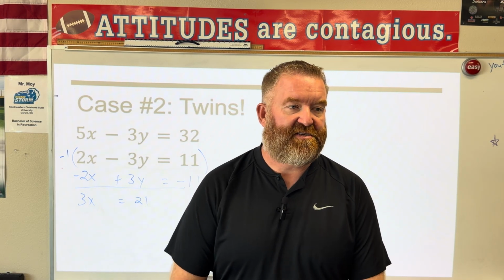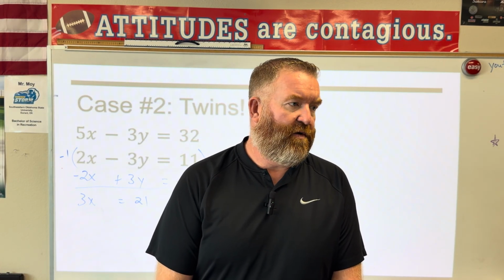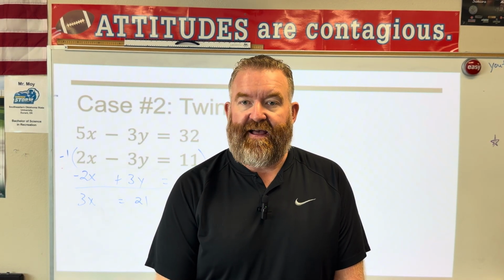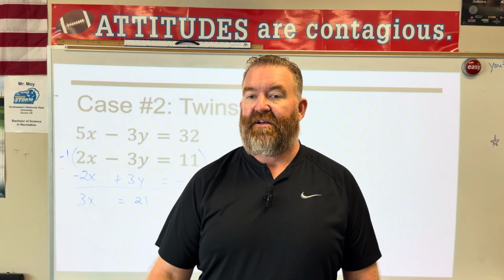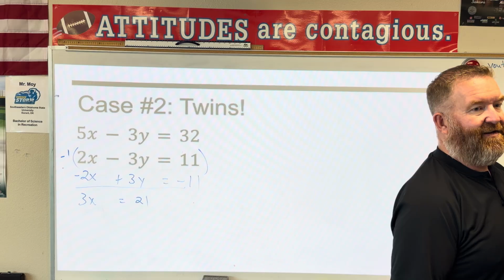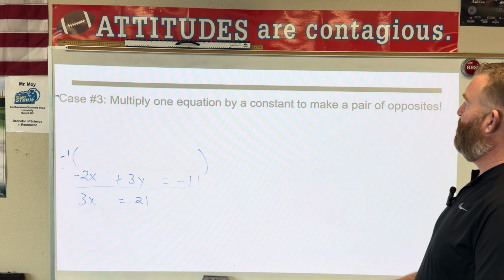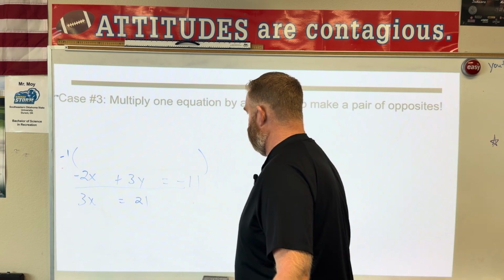Does everybody semi-understand this? Are we okay with this? What do you multiply by to change the equation? -1. That's if you don't want to change the numbers. So what if I need to change the numbers? Okay, so now we're going to case number 3. We're going to multiply one equation by a constant to make a pair of opposites.